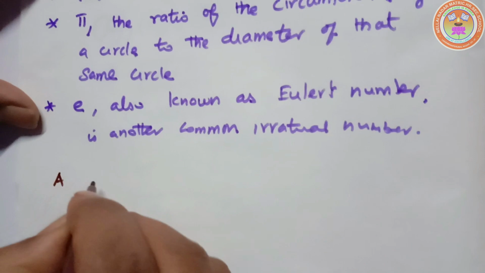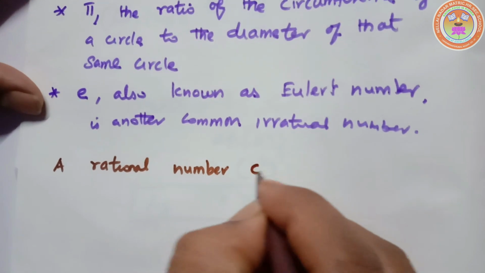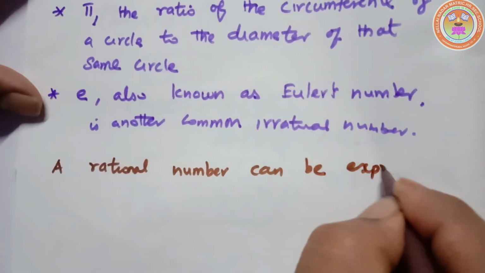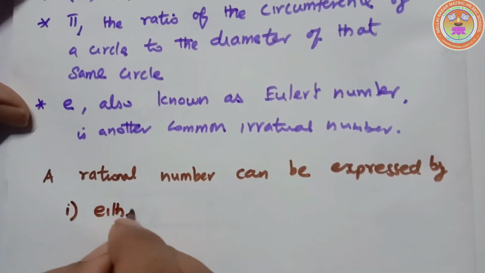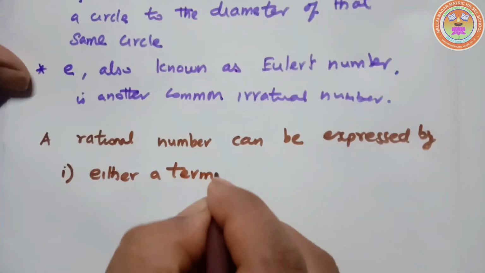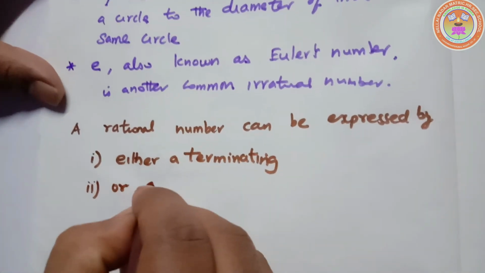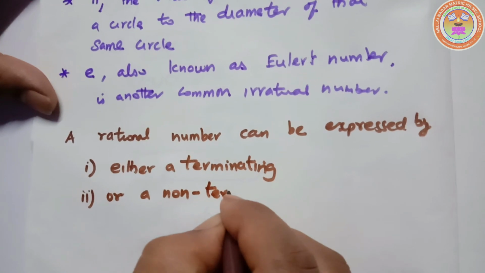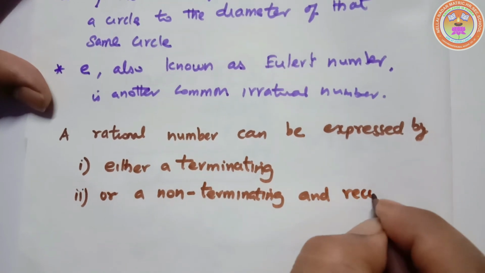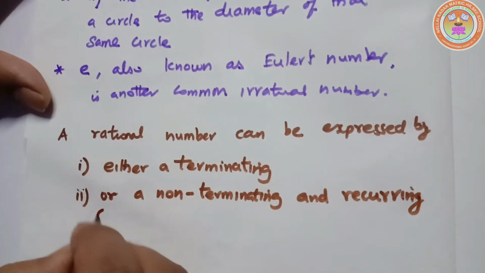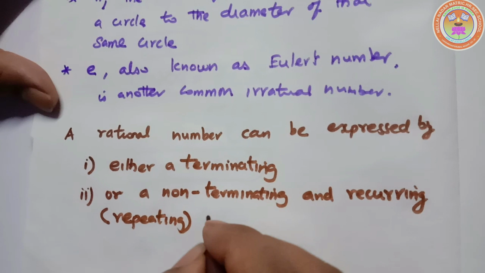A rational number can be expressed by either a terminating or a non-terminating and recurring, that is repeating, decimal expansion.